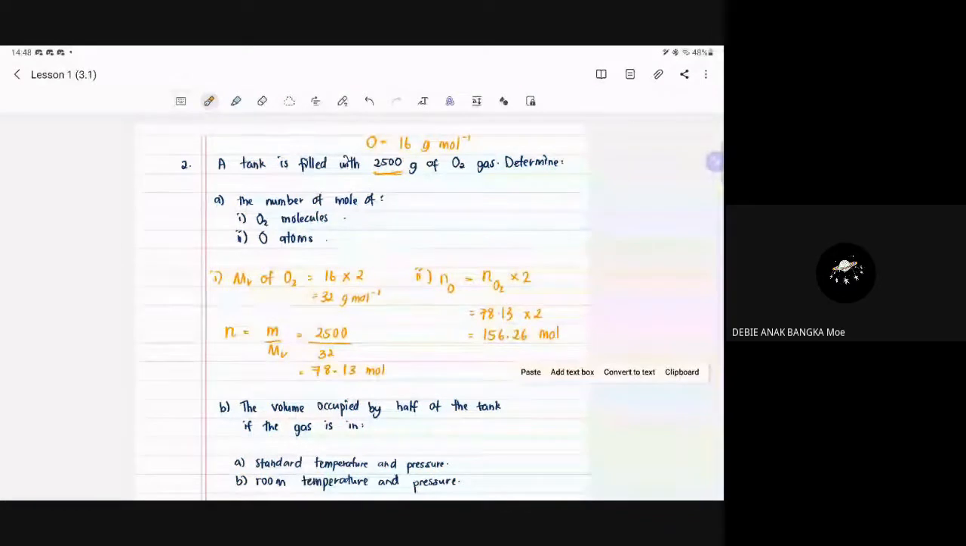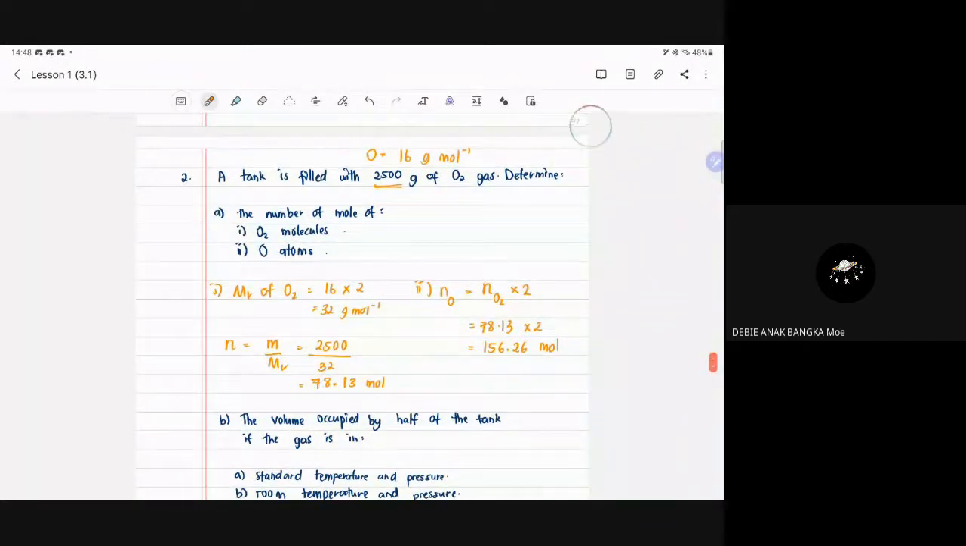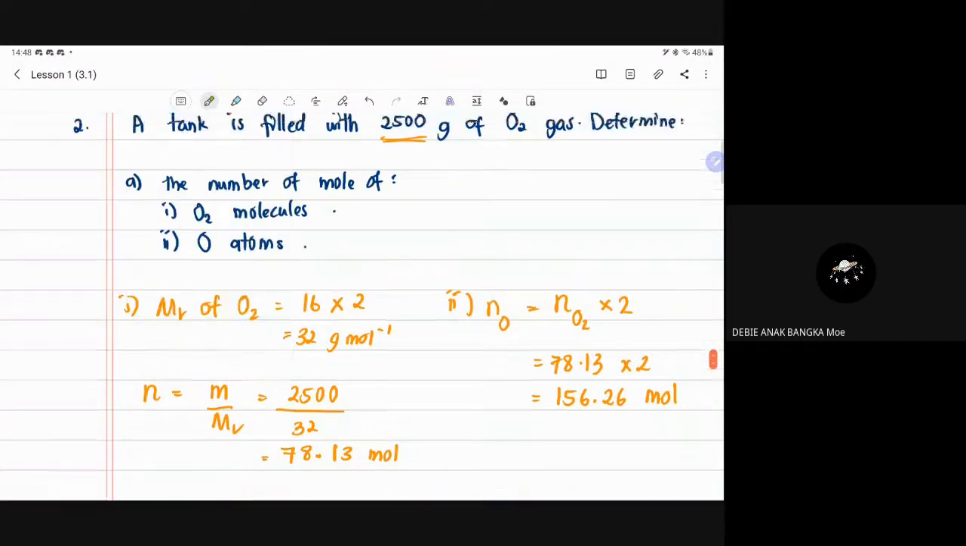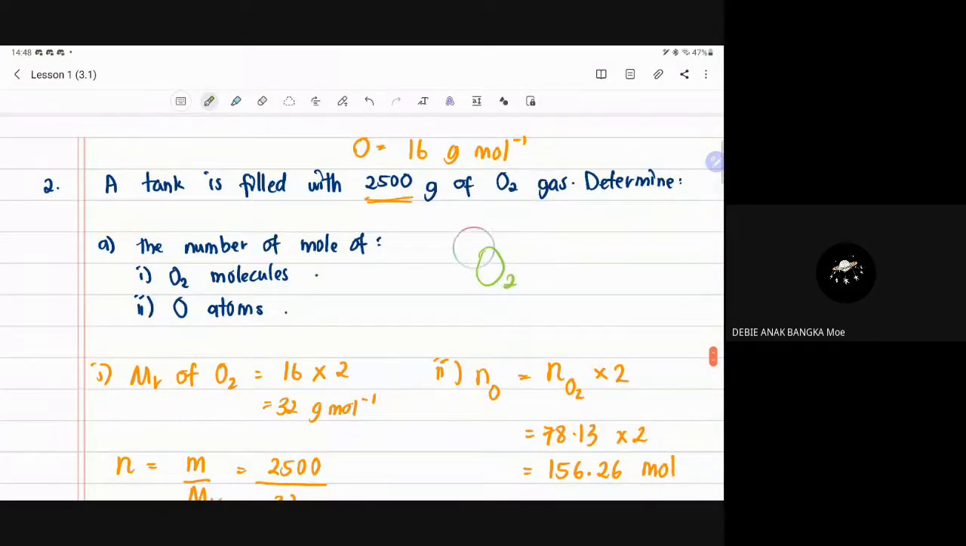Jelas tak? Sir, can you repeat the second one? Ini, kenapa darab 2? Okay. Yeah. So kita tahu O2 tu macam ni kan. O2 ni sama dengan 2 darab oksigen. Sebab O2 ni ada 2 oksigen atom. So satu molekul ada 2 oksigen atom.